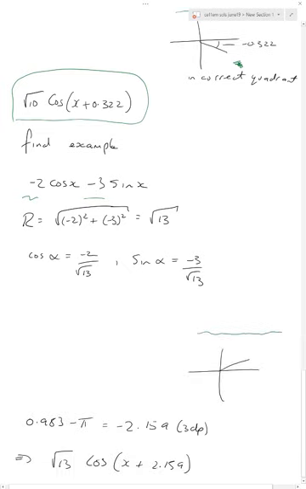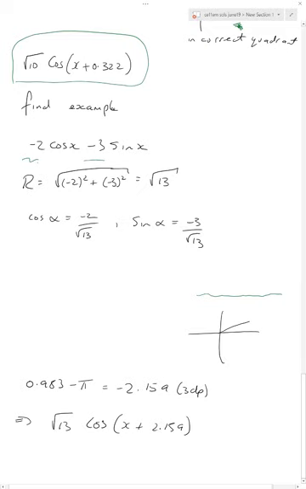One more example perhaps when we have two negatives: minus 2 cos x minus 3 sin x. Can we rewrite that in this form? So once again, r would be minus 2 squared plus minus 3 squared, square rooted, which will give us root 13. Cosine of alpha is minus 2 over root 13, and sine is minus 3 over root 13.